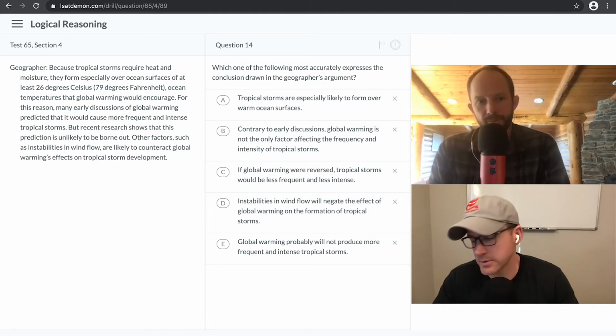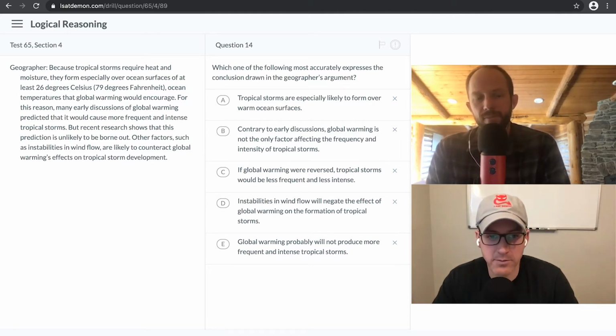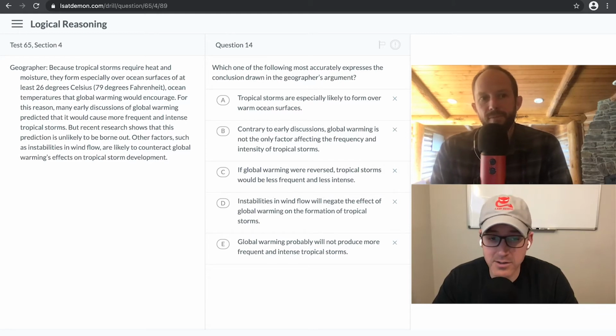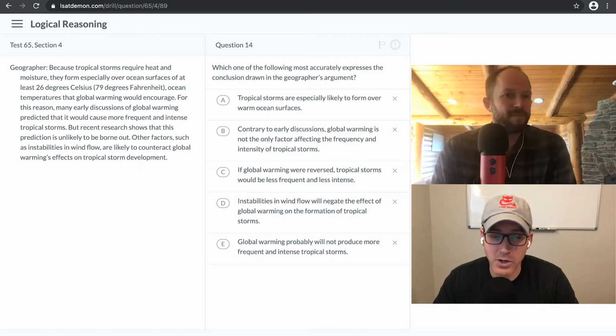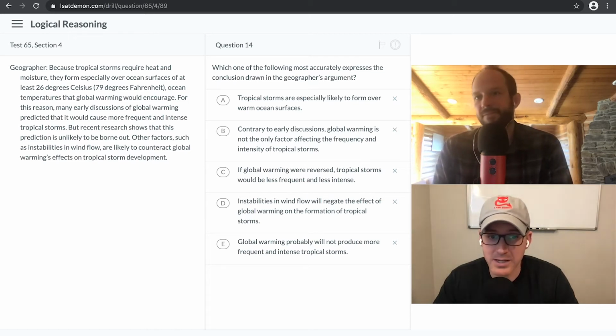Well, this is over. We already know what the conclusion is. It's the third sentence. We've already identified it. Now all we have to do is find an answer choice that restates that sentence.